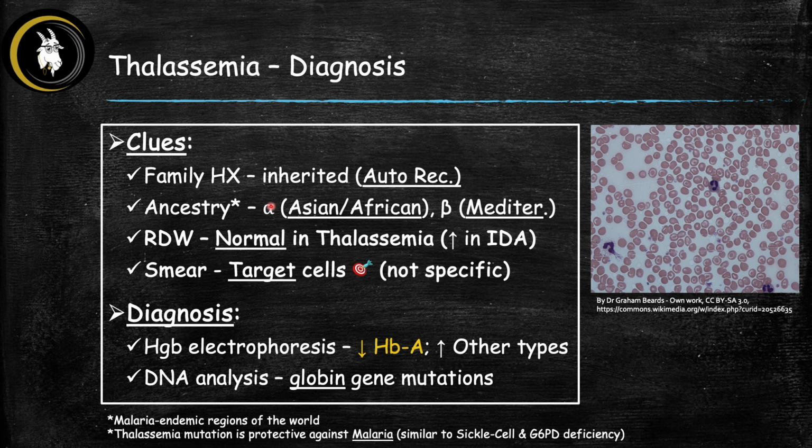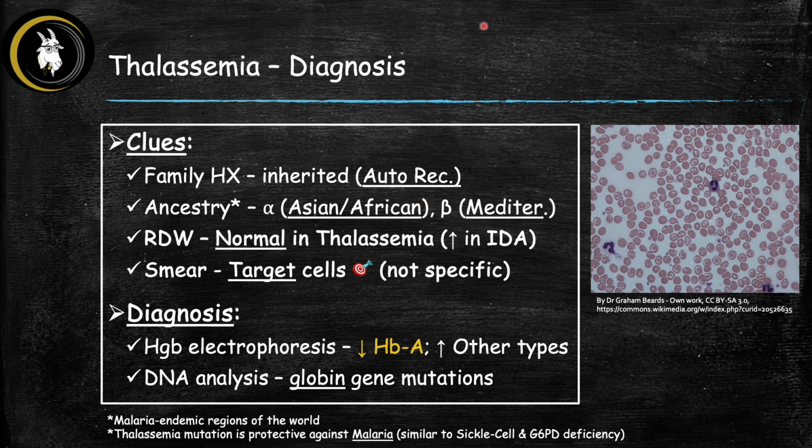So thalassemia is more prevalent in areas where malaria is endemic. It's thought that that's because the thalassemia mutation can actually protect against malaria, and this is going to lead to an evolutionary pressure for that mutation to have survived in those regions. So generally speaking, alpha thalassemia is more common in people of Asian and African descent, whereas beta thalassemia is more common in those of Mediterranean descent.